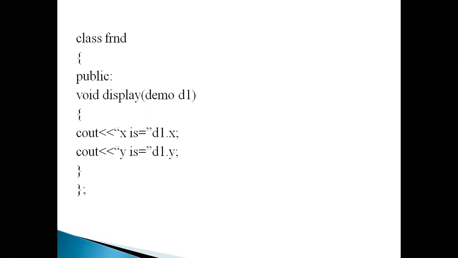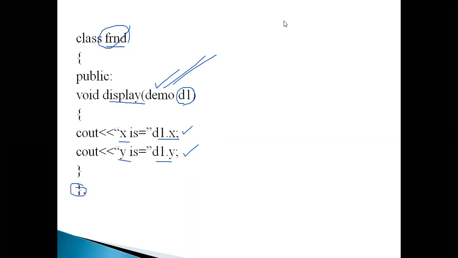Look at this particular one. Here I am defining class frnd. Earlier I simply declared it; now I am defining the friend class, and in the display function I am displaying the x value and y value, d1.x and d1.y, where d1 is the object of the demo class. With that d1, I am asking for the values x and y, and these x and y are in the class demo. So from this friend class, I am asking for x and y, and at last I am closing the class. This is nothing but a friend class.